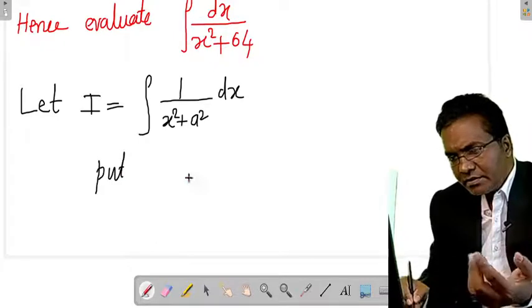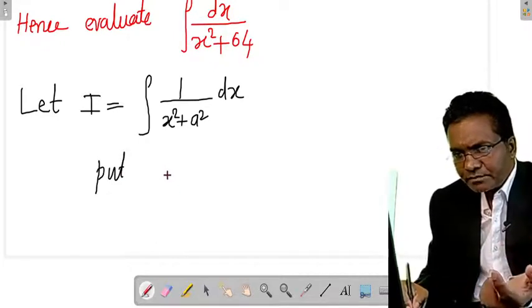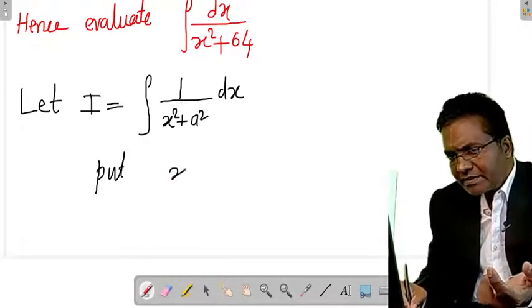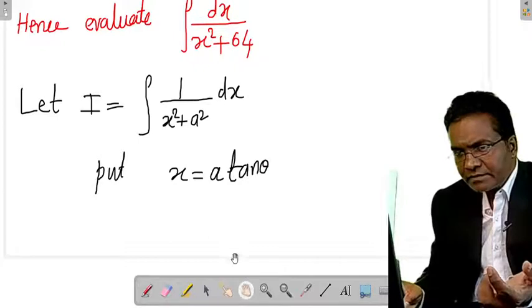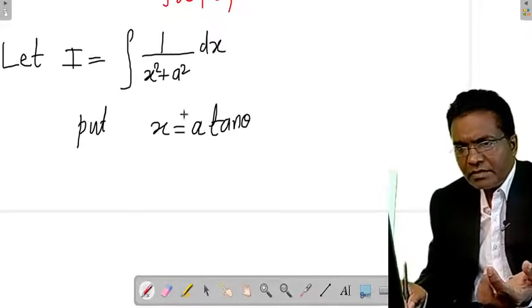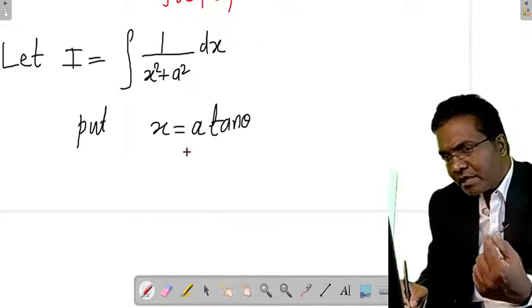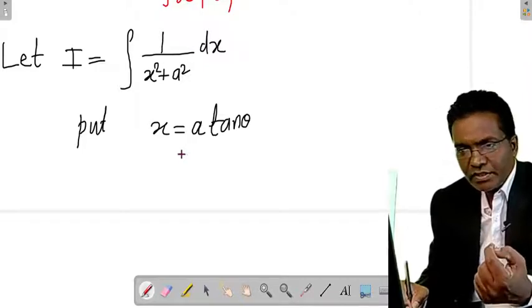Okay, the simplest form of this can be converted by substituting x is equals to a tan theta. Remember this, okay, because 1 plus tan square becomes secant square. That is the reason.